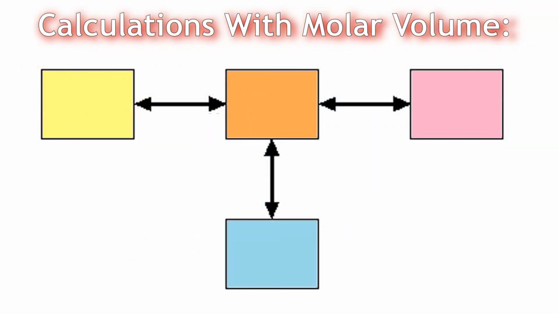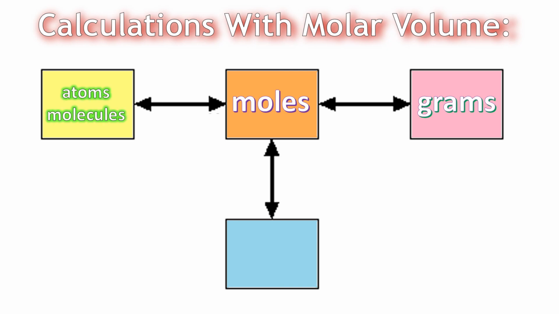To keep all of these calculations using the mole in the right frame of reference, this flowchart may be helpful. Here in the center, we'll put moles. In the pink box, we'll put grams. In the yellow box, we'll put atoms or molecules, particles that is. And then in the blue box at the bottom, we have the volume of a gas in liters. Notice that the orange box is at the center and connected to all the other boxes with double arrows, which means you can go in either direction.